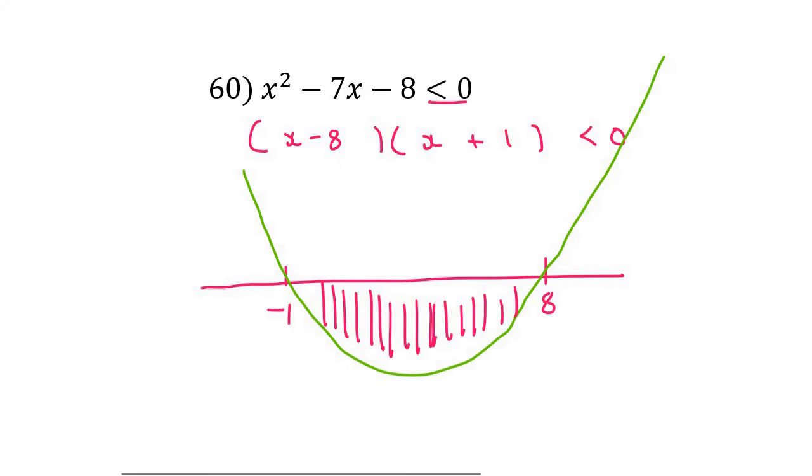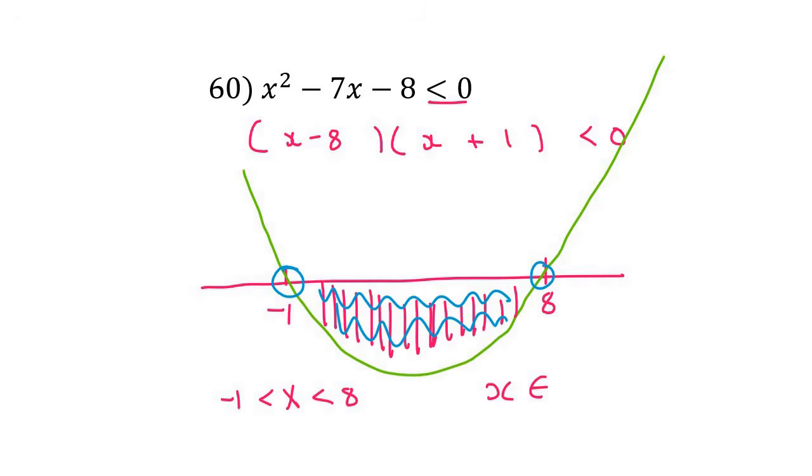And so your answer is going to be from -1 up to 8. It's going to be inside that interval over here. So mathematically you would have to say that x can be any number that is between -1 and less than 8. If you prefer interval notation, you would say that x is an element going from -1 up to 8.